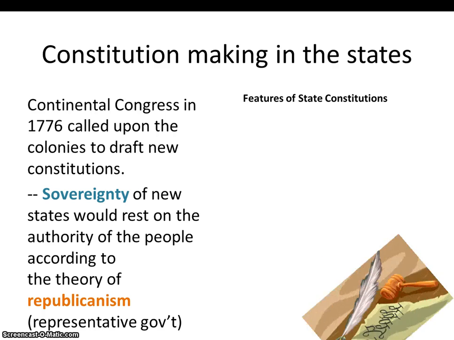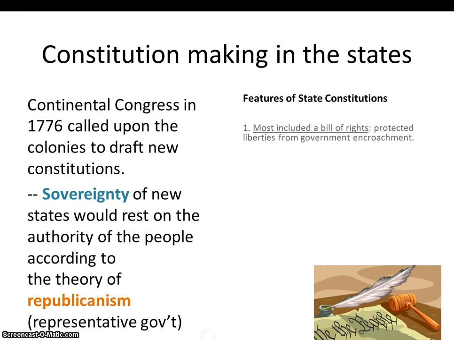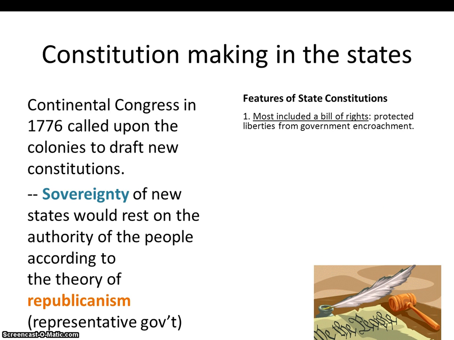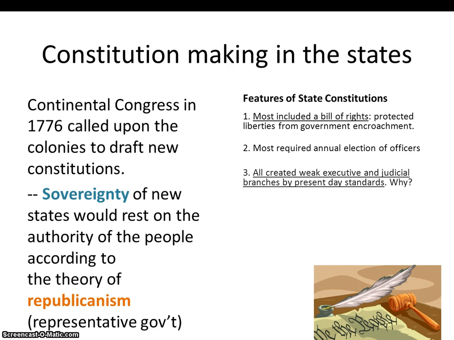There were some common features of all these state constitutions. First of all, most of them included a Bill of Rights, which protected liberties from government encroachment on individuals' rights. Most required the annual election of public officers. All created a weak executive and judicial branch, especially by today's standards.